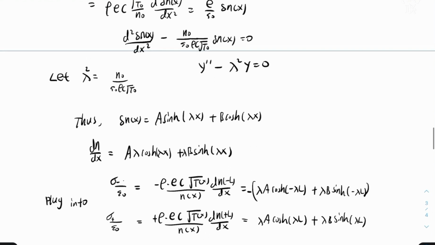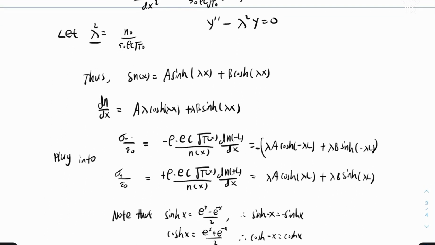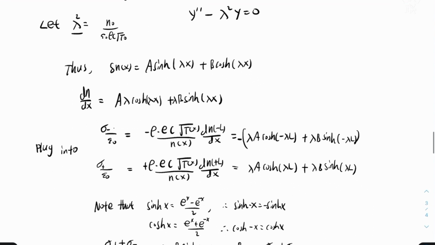So now let's set lambda squared equal to this term over here. And now you can see that delta n is equal to this. And the derivative of dn/dx is actually equal to this term. And why? That is because n(x) is actually equal to n0 plus delta n, right? And if you take the derivative of n(x), you will see this term goes to 0, while this term remains. So they're basically the same.